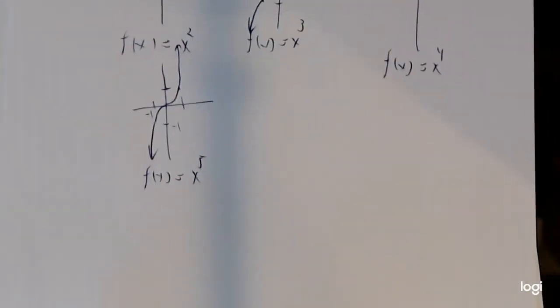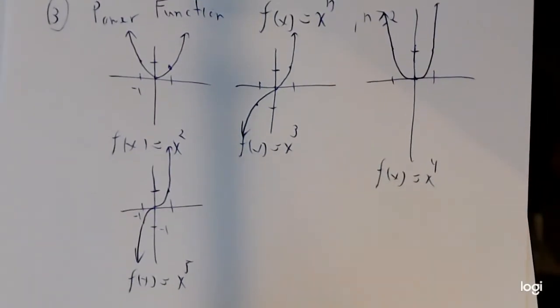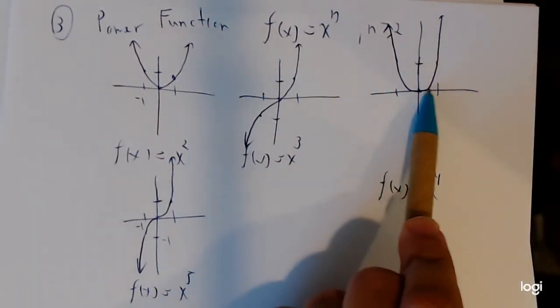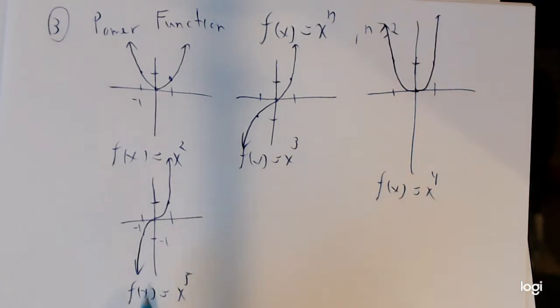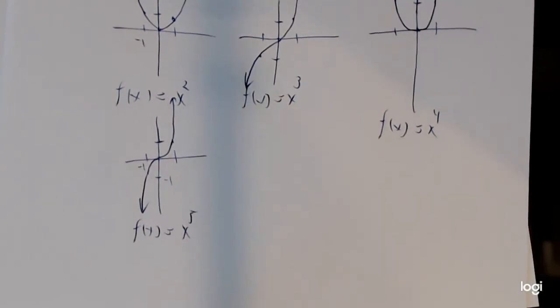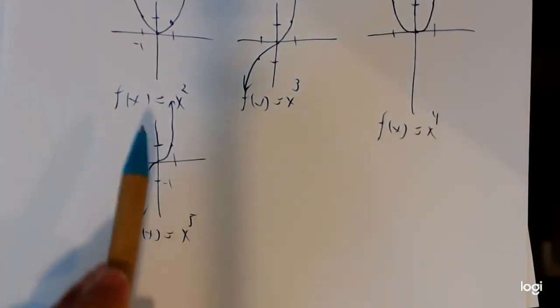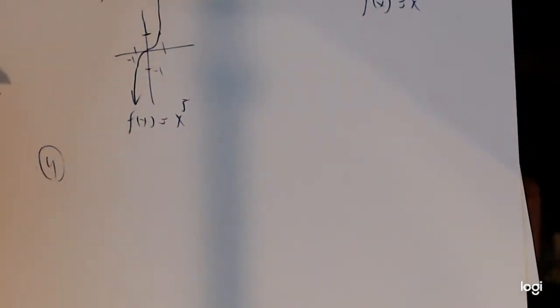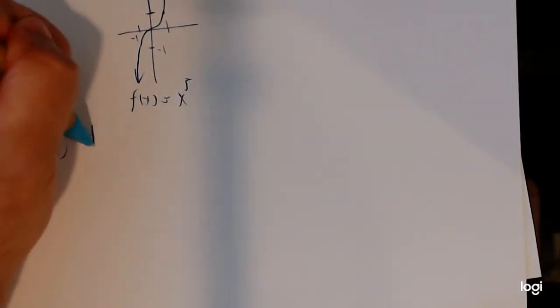Okay, so those are the power functions we need to know. And by the way, I'm not going to go any further than this. Like x to the 6th looks like that, except it's flatter and it increases faster. X to the 7th looks like this, but it's flatter here and it increases faster. So the larger the exponent, the flatter it is between 0 and 1, and then after 1 and negative 1, it increases even faster. Okay, so let's go on to the reciprocal function.